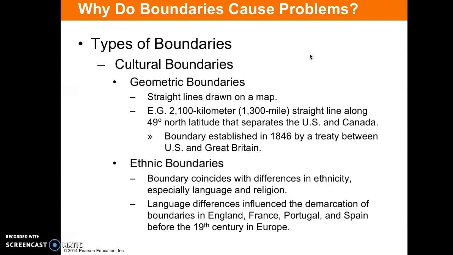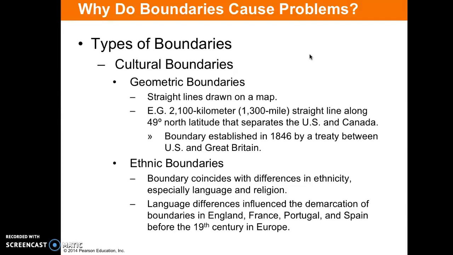We also have cultural boundaries, and one type is a geometric boundary. A geometric boundary is when you use a map to create a cultural boundary between 2 states, usually a straight line. So, for example, it's a straight line along the 49th north latitude that separates the U.S. and Canada. It's a geometric boundary. That boundary was established in 1846 between the U.S. and Great Britain, and it was just a line drawn on a map.